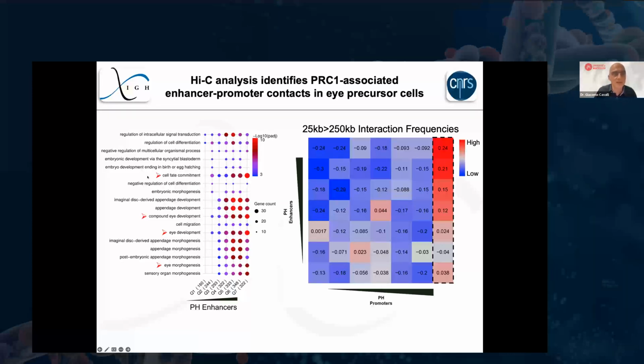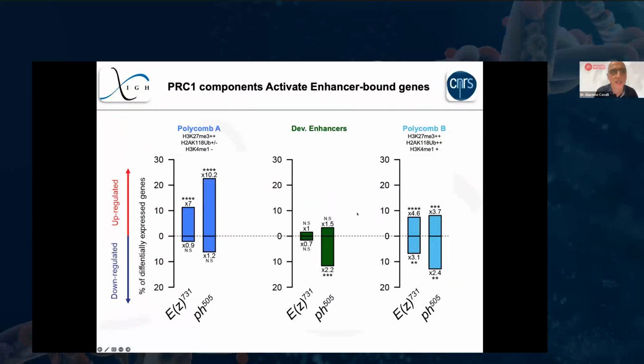And what are these active genes? If you do gene ontology, a lot of the ontologies are actually eye development, eye morphogenesis, or cell fate. So it is really important genes for eye differentiation. And again, what is Polycomb doing? So what we had to do at this point is make a mutant and look in the mutant how we change expression of these genes.